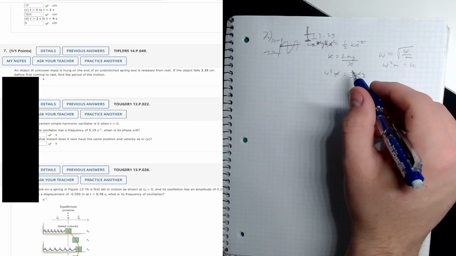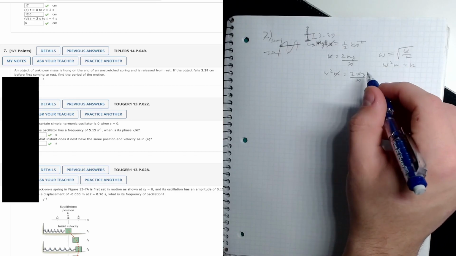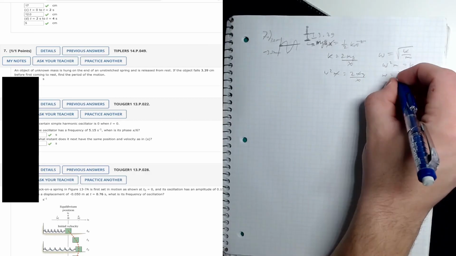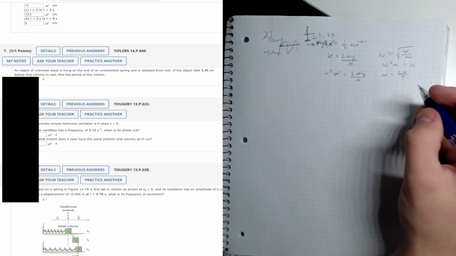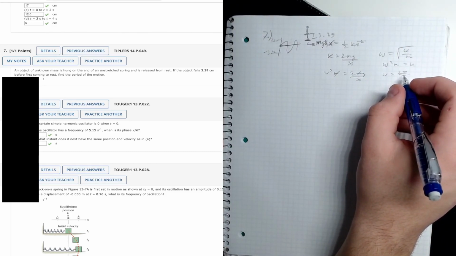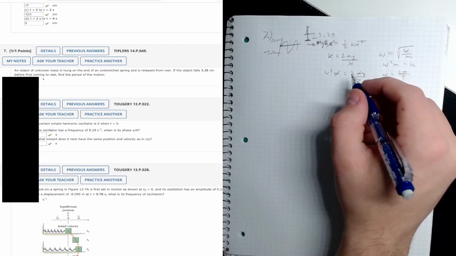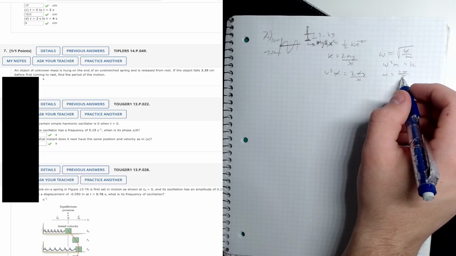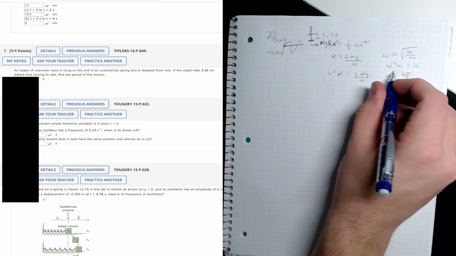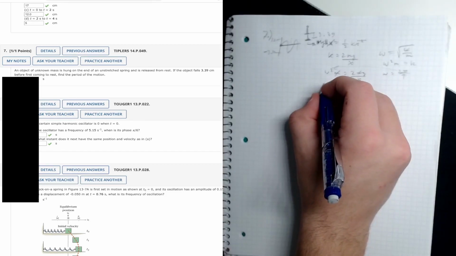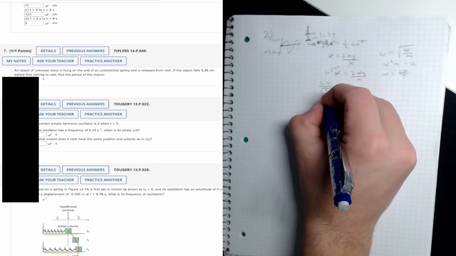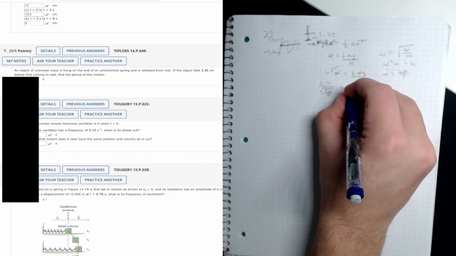W squared equals 2g over x. W is also equal to 2 pi over T, since T equals 2 pi over W. Square this to find the period, then take the square root. So in order to finish this, plug this in and we get 2 pi over the square root of 2g over x equals T. Just a little bit of algebra there.